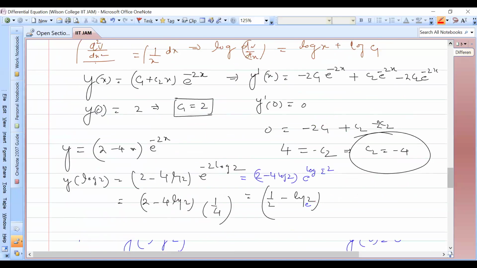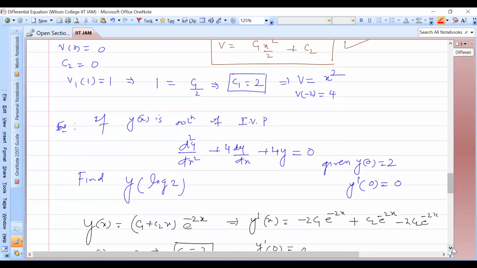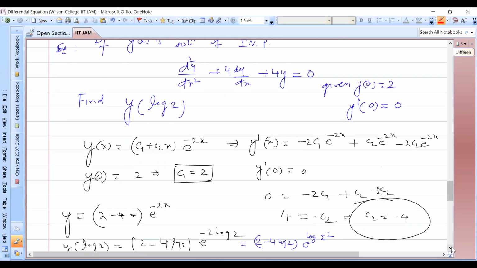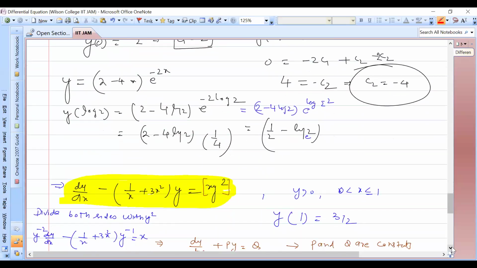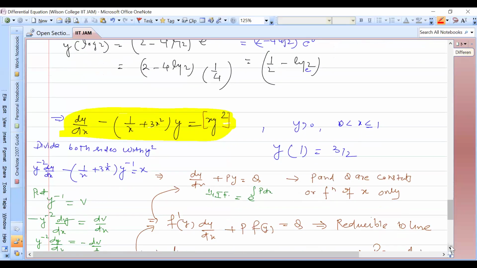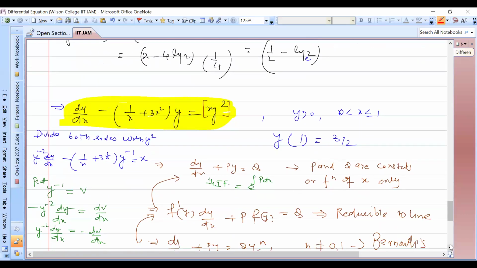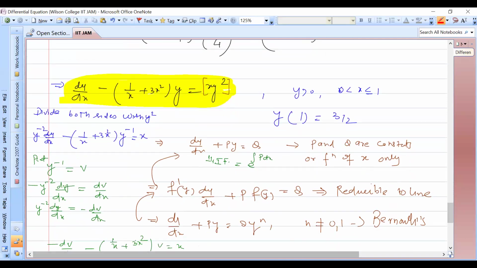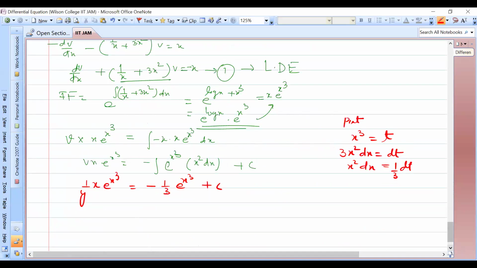What are they asking? Yes, they are given this. What are they asking? One sec. Oh, solve the differential equation. Okay, okay. Only the solution they are asking.